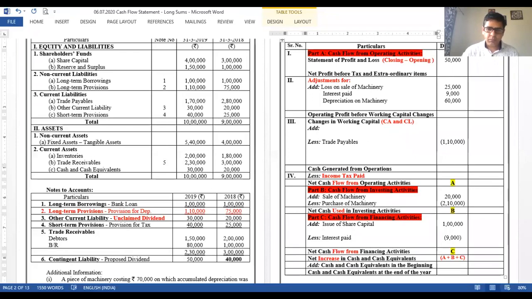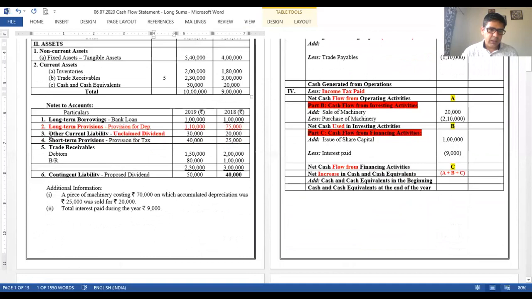1,10,000. Okay. Next is other current liabilities, note number 3. Let us go to note number 3. Okay, so this is unclaimed dividend. Unclaimed dividend always plays a very, very important role. You can see that last year the amount was 20, now it is 30. Unclaimed dividend has increased, right? That means the company is ready to pay, but from the other side, the amount of the dividend has not been claimed. So what is the amount of dividend that we are going to pay?